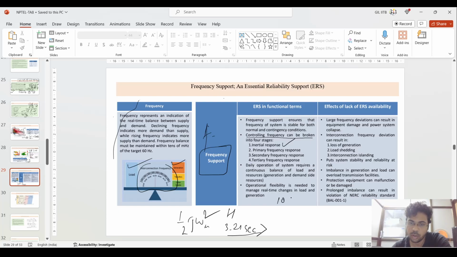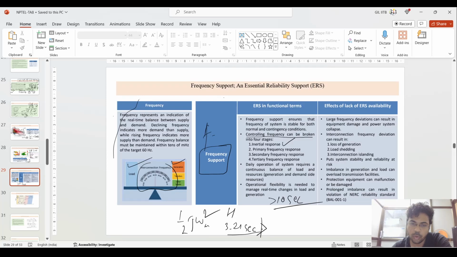Suppose the fault is happening and it persisted for a longer duration. Suppose the fault persisted for a 10-second duration, after that it got mitigated. So the inertial response can support for 3.21 seconds. What after that? For that you need certain responses, that is control strategies. First is the primary frequency response, second is the secondary frequency response, then after that tertiary. I will explain this in the further slides with this curve itself, how this frequency response is utilized.